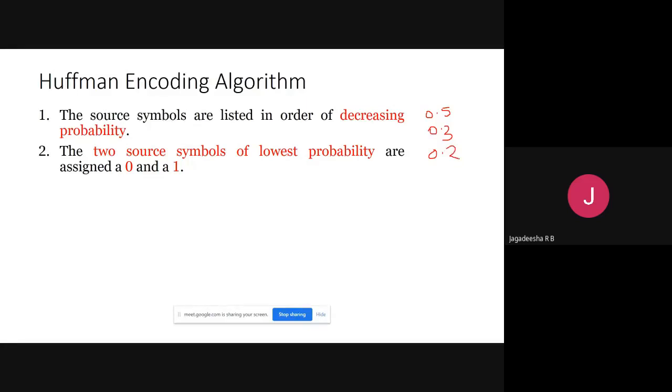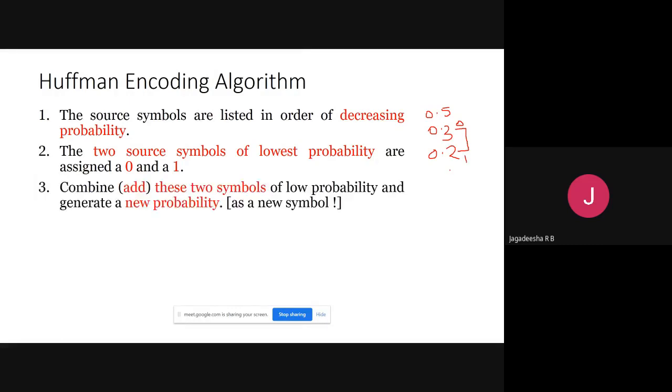In the second step, pick two source symbols of the lowest probability. What are the lowest probabilities? This and this, right? So they are assigned 0 and 1. Just we will assign a code here 0, and we will assign a code here 1. Okay, then we will move on to the next step. That is the third step. Please watch the third step.